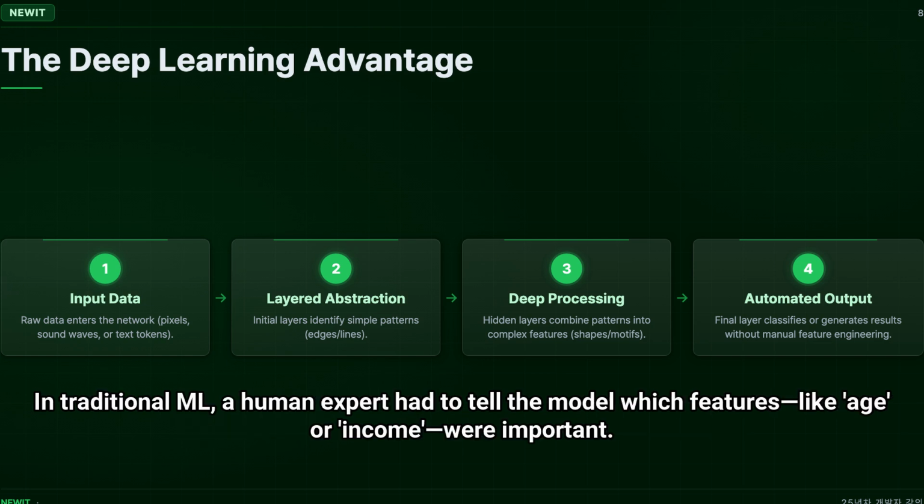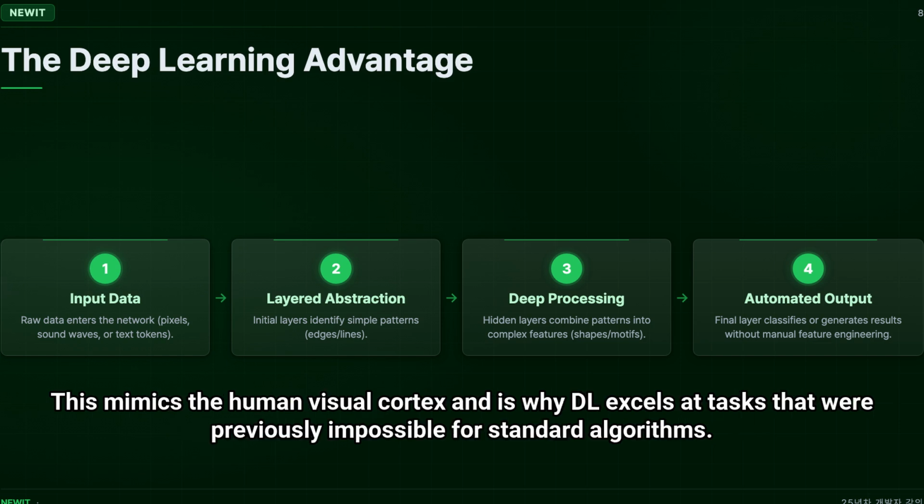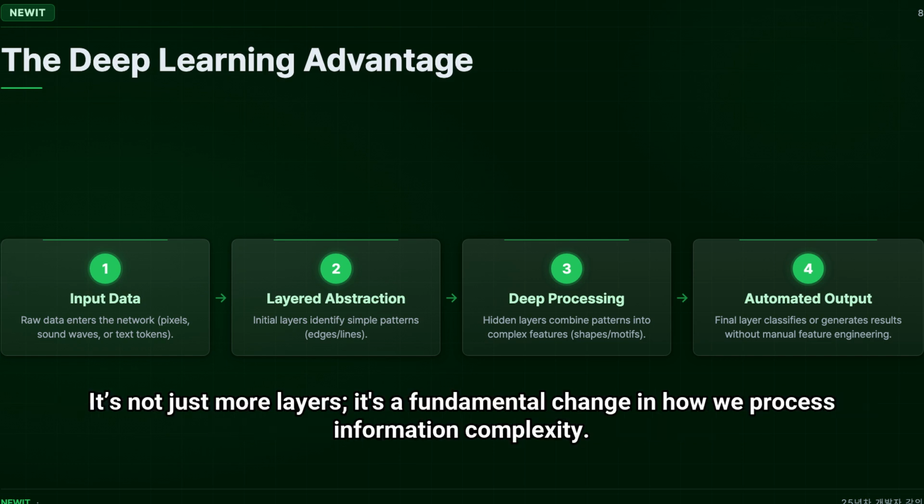In traditional ML, a human expert had to tell the model which features like age or income were important. In deep learning, the network itself discovers the hierarchical features within the data, starting from simple edges to complex concepts. This mimics the human visual cortex and is why DL excels at tasks that were previously impossible for standard algorithms. It's not just more layers. It's a fundamental change in how we process information complexity.